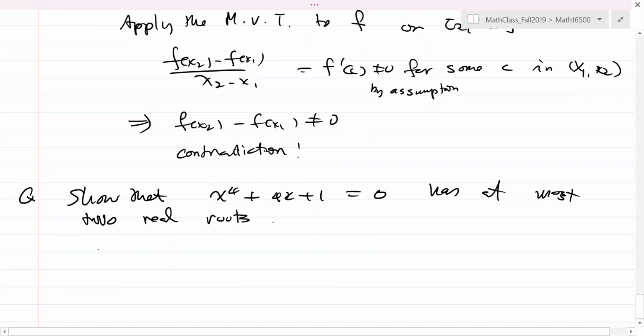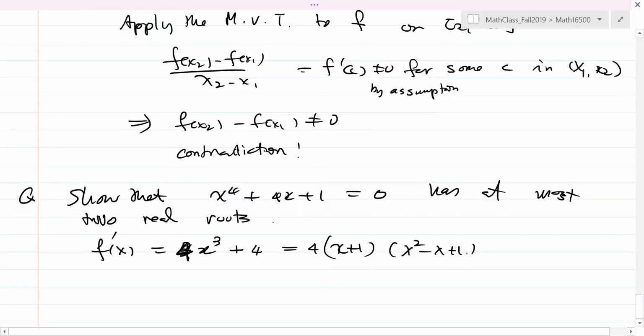So I'm going to find the derivative first, okay? So the derivative is 4x cubed plus 4. Actually you can take this out: 4 times (x plus 1)(x squared minus x plus 1), okay? And this part is never 0, it's always positive.